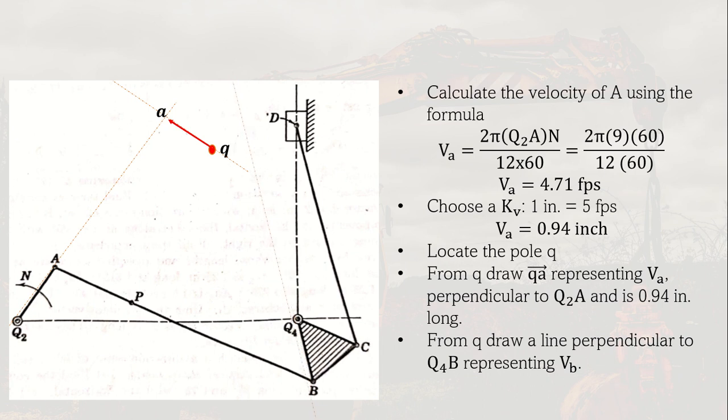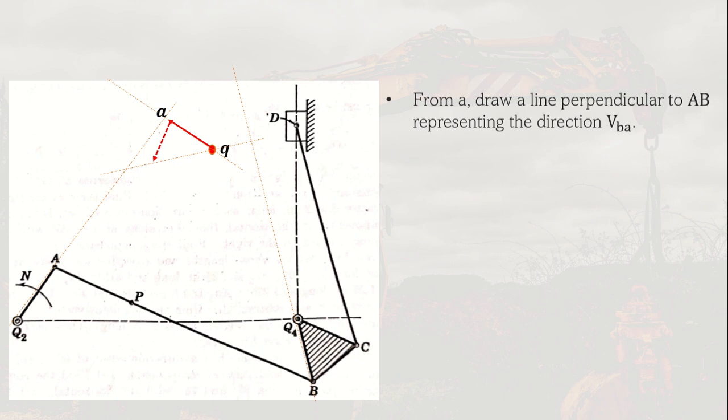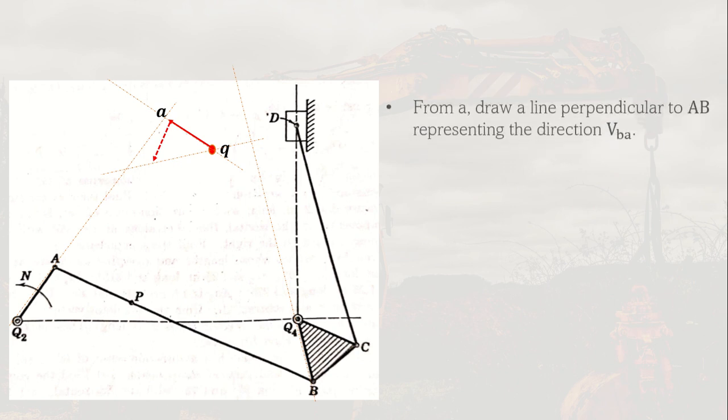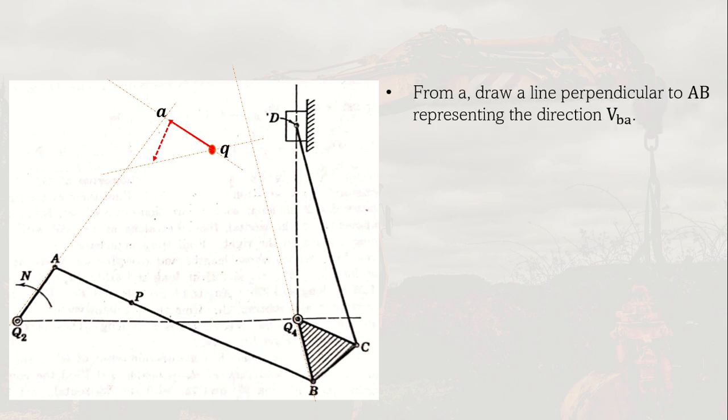So we will draw a perpendicular from Q. That is the line perpendicular to Q4B, and in that direction is the direction of our B. We do not know yet the magnitude. So to get the magnitude from A, we draw a line perpendicular to AB representing the direction of VBA. We have this line AB here in the drawing. Then the AB should also be perpendicular to this line. So that's why we draw it here, as you can see.